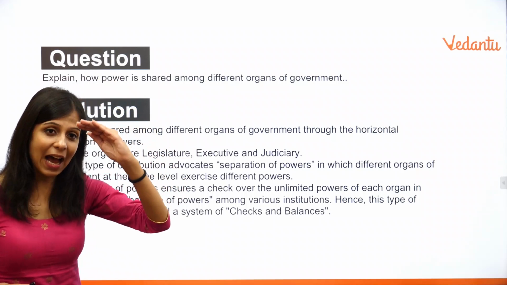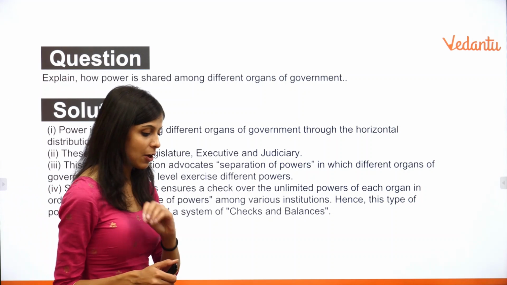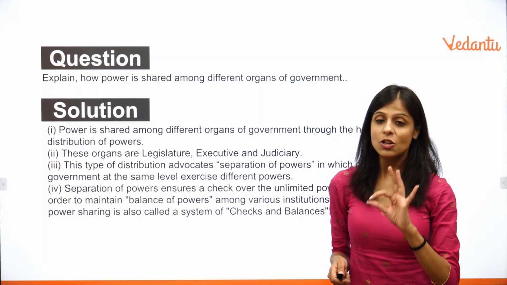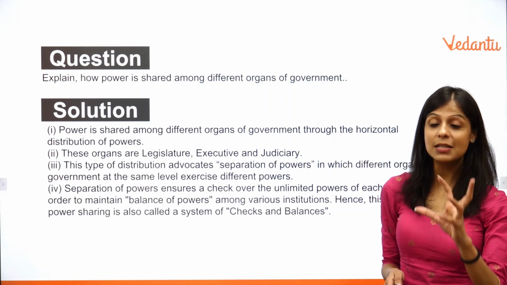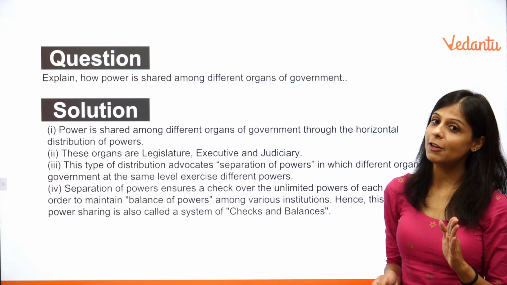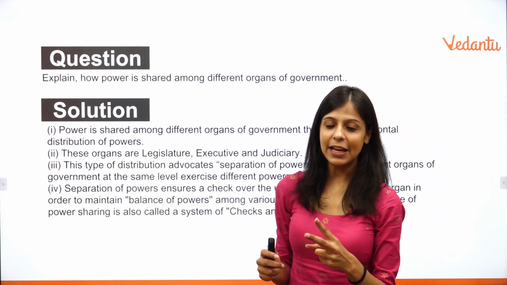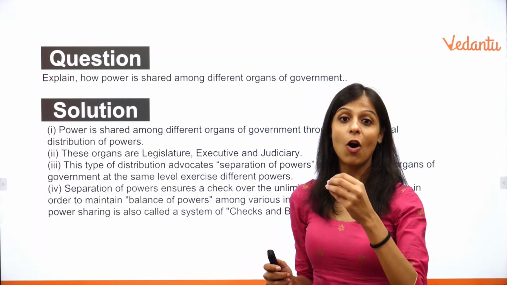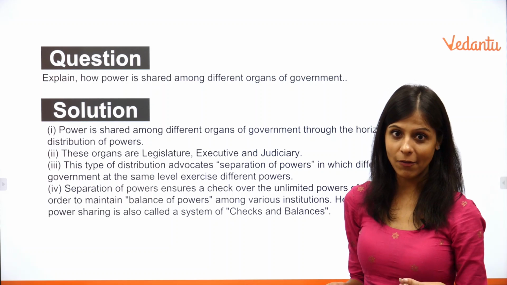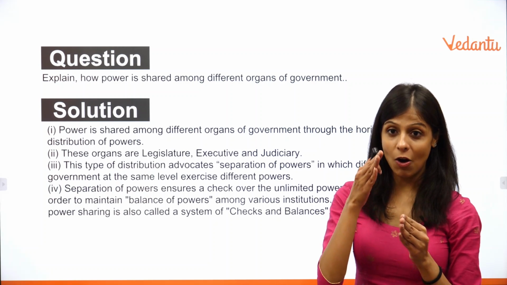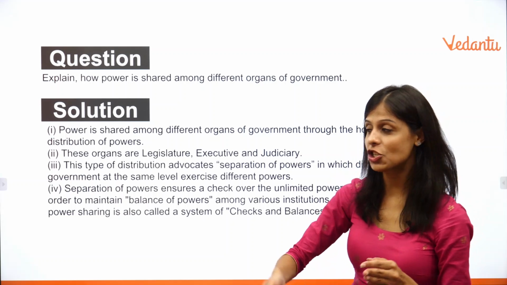So why I explained all these is because it's a very, very important question. You can expect this question in 3 marks. So first you're going to talk about different organs in a block diagram or probably in a flow chart that is pretty clear to your teacher. Second, you're talking about the horizontal distribution of power. Third point is it ensures or advocates the separation of power.